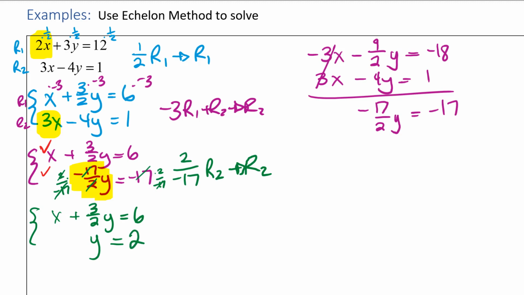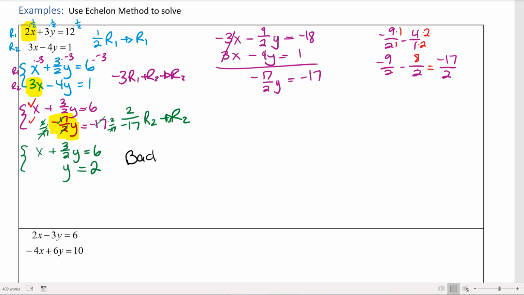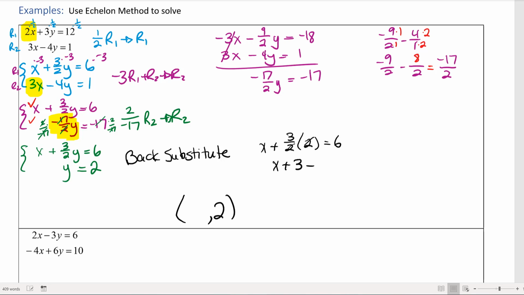I have this now in echelon form, so the next thing I need to do is back substitute. So I already know that y is equal to 2. All I need to do is find x. So I'm going to put x plus 3/2 times y equals 6, but I know y is 2. The 2s divide out nicely, and I get x plus 3 equals 6. And then a simple solve to get x equals 3. And that is my solution.